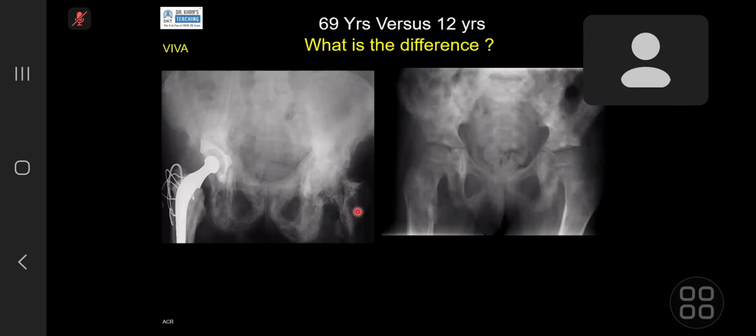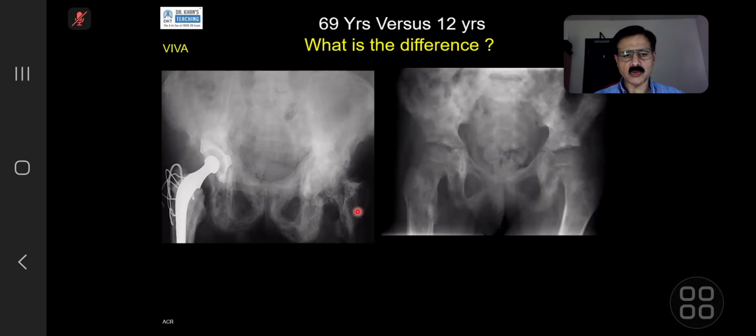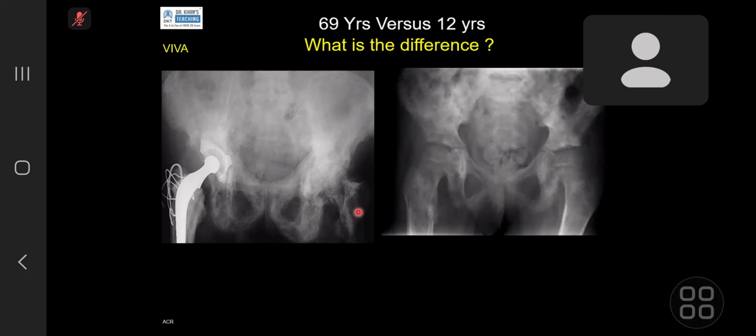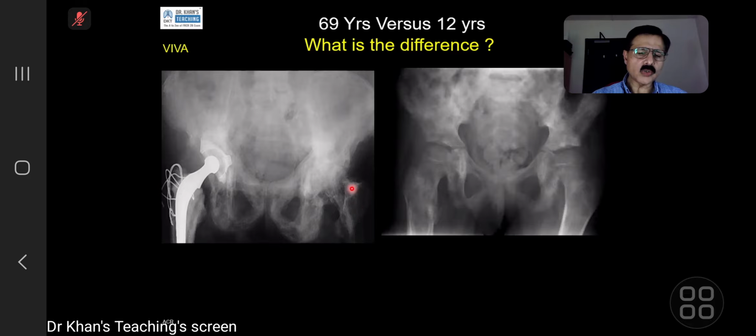This could be a metabolic disease. Which metabolic disease are you talking about? This is a patient of old age, so it could be due to Paget disease, because I can see that there is expansion and trabeculation of the bones. Excellent, well done. So the idea here was to show you a case of diffuse Paget's disease.